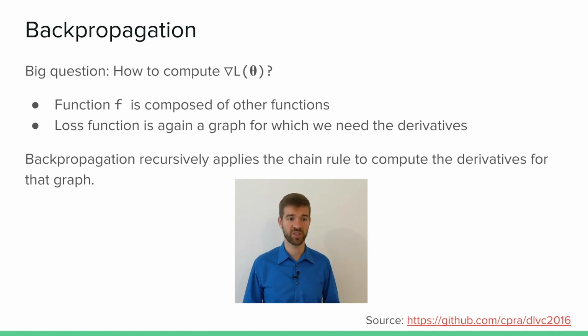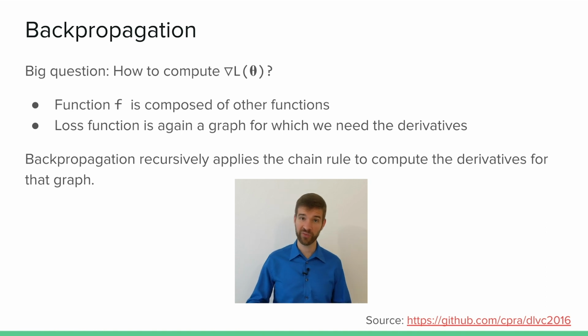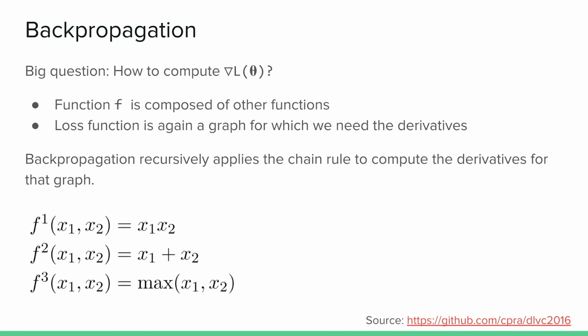put it all together. So the loss function is again a graph for which we need the derivatives, but we're not computing the loss and the gradient for the entire graph in one go, but we're actually breaking it down into smaller parts and then recursively apply the chain rule to compute the derivatives for each part of our network. Our network typically is composed of just simple functions like multiplication or an addition or maybe a maximum between two values.